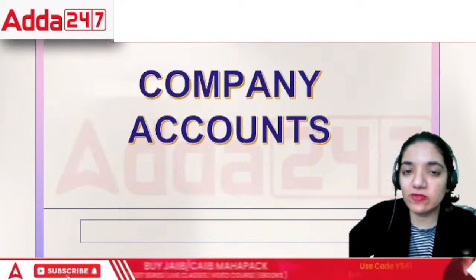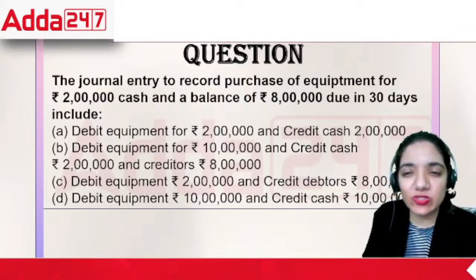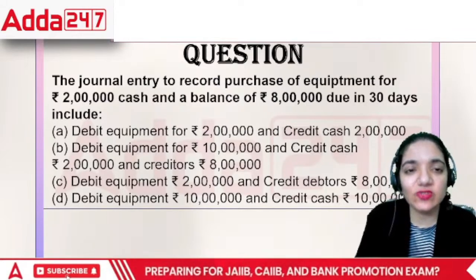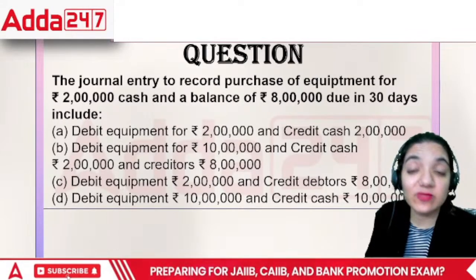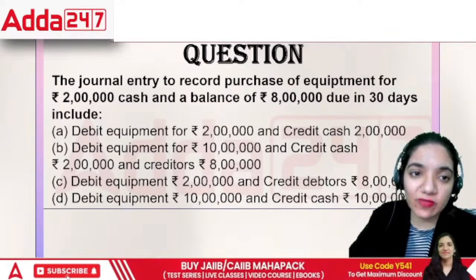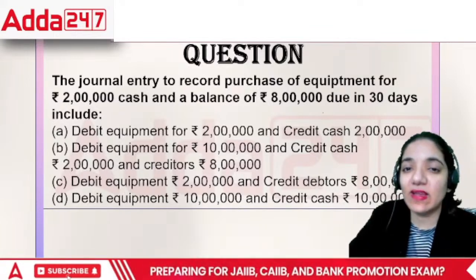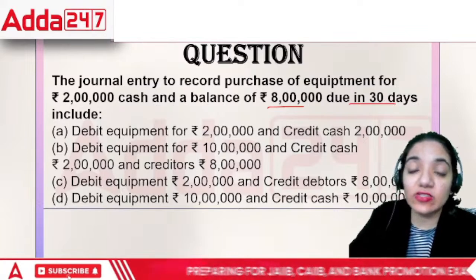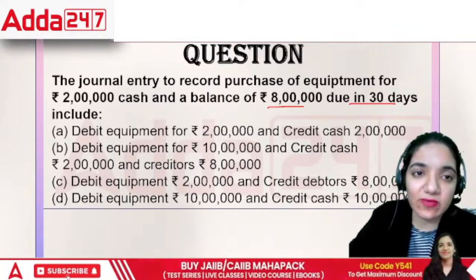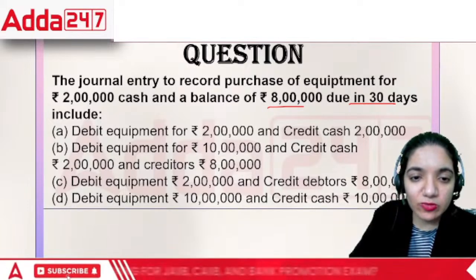We'll be talking about a few questions on company accounts further. So here comes the first question. This particular question relates to an equipment that is being purchased. This is basically a journal entry, a journal entry to record the purchase of an equipment for 2 lakh of cash and balance of 8 lakh due in 30 days. We're not paying it yet. We'll be paying it later on. So how do we record this particular portion, everyone?